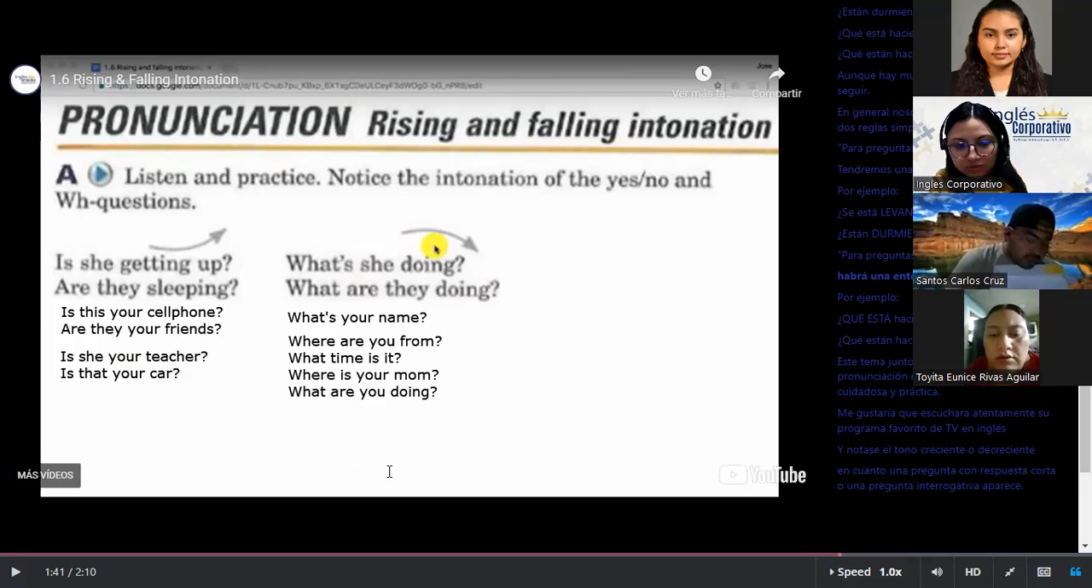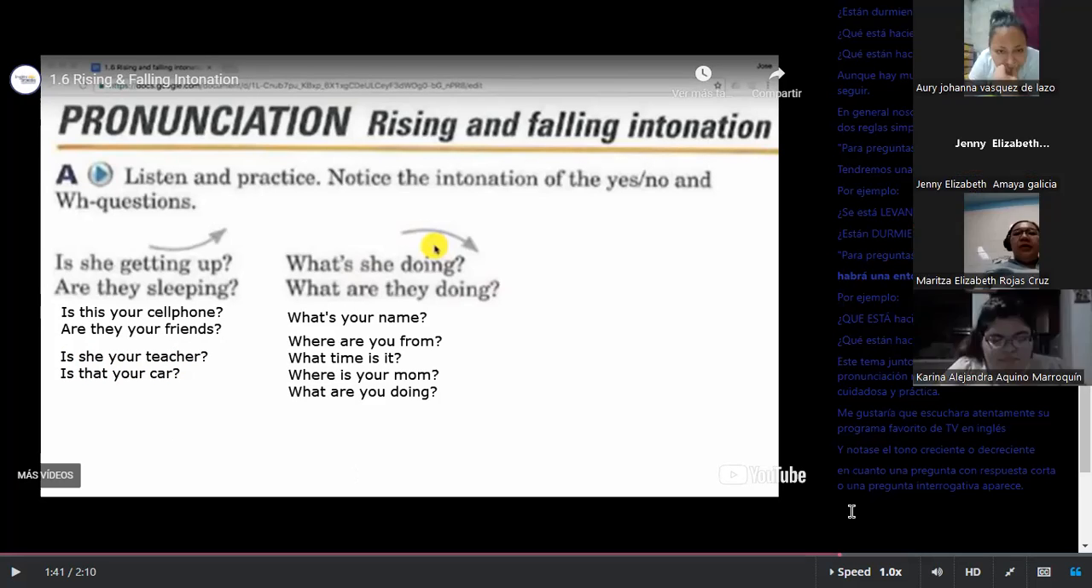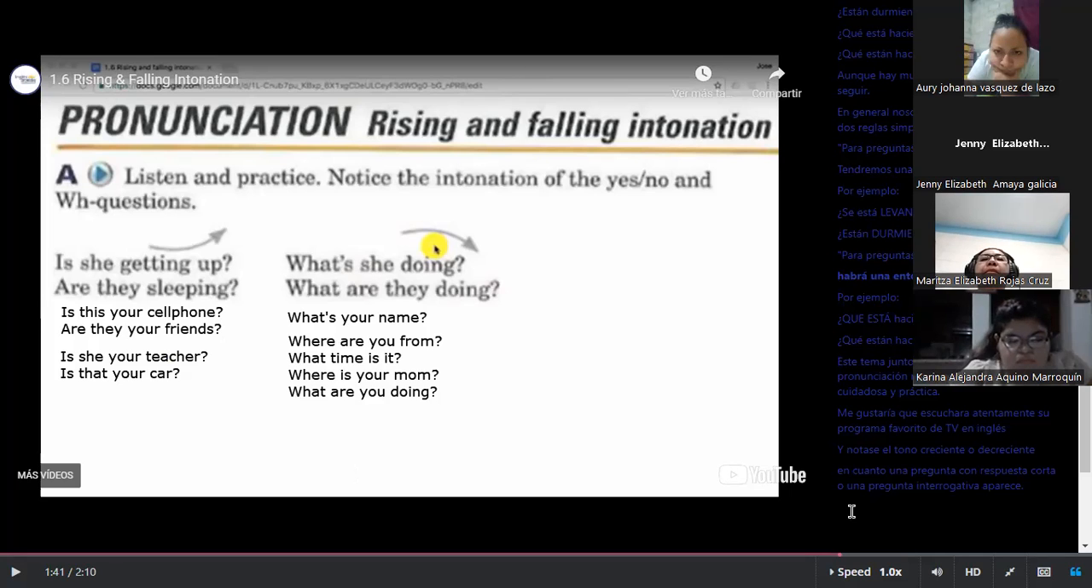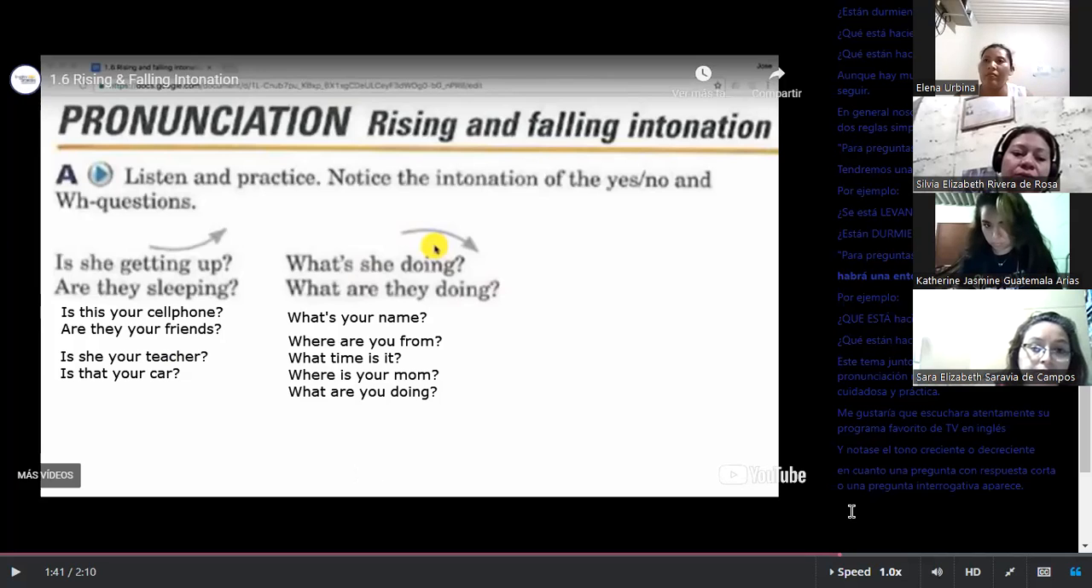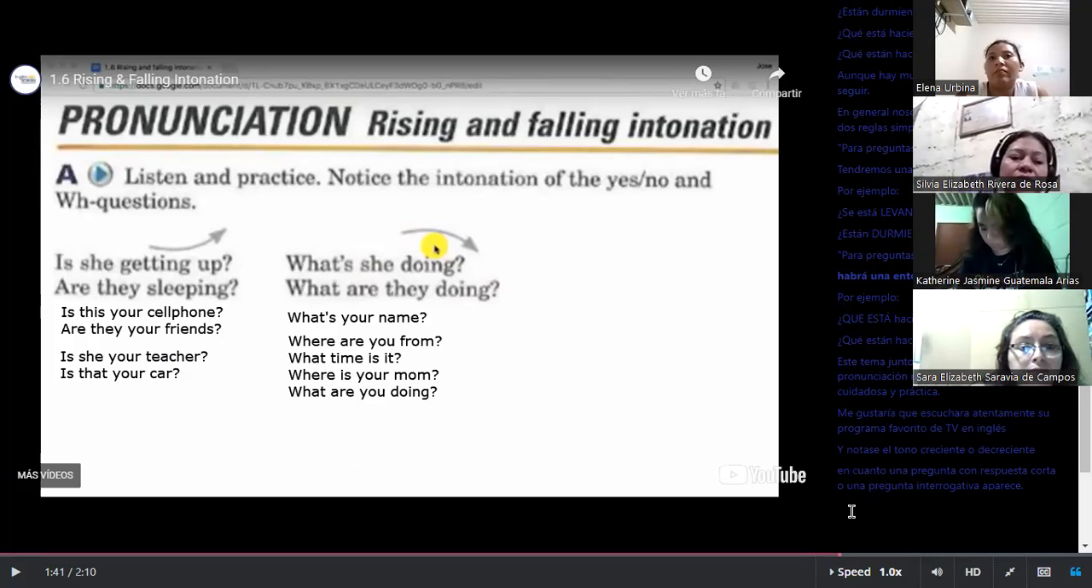Veamos. Pongamos a alguien a practicar so we can listen and identify the correct intonation. Let me have Elena. Veamos los ejemplos con rising intonation, los que suben la entonación al final. Please, 6 examples, read the examples.